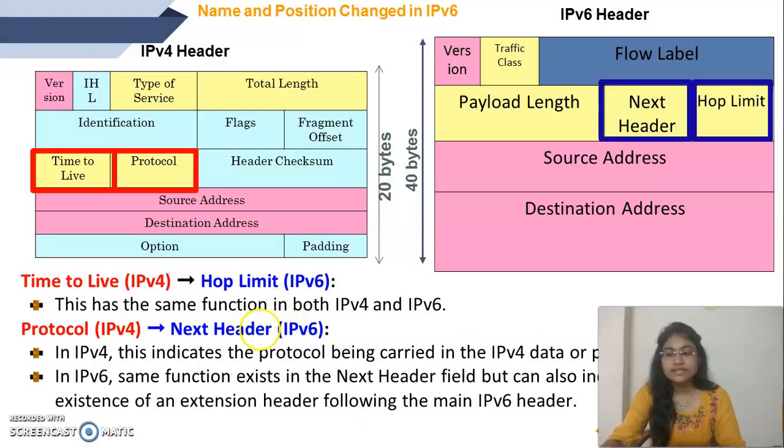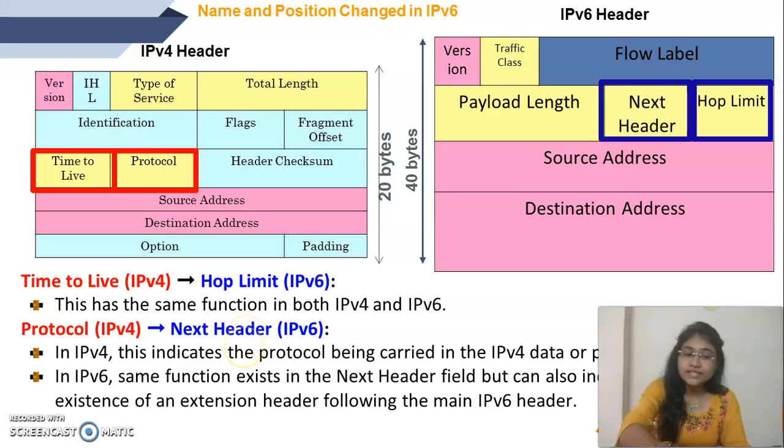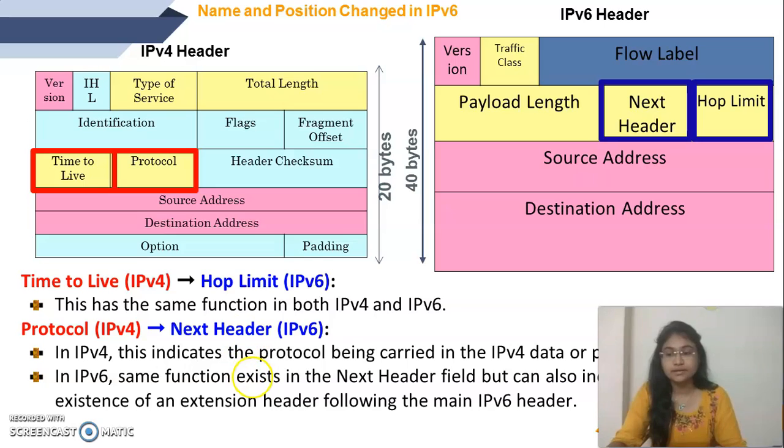Next, the time to live field is equivalent to the hop limit field of IPv6. These fields are used to indicate the lifetime of that packet. After the completion of that particular lifetime, that packet will get discarded. Next is the protocol field. Again, it is equivalent to the next header field of the IPv6 header.